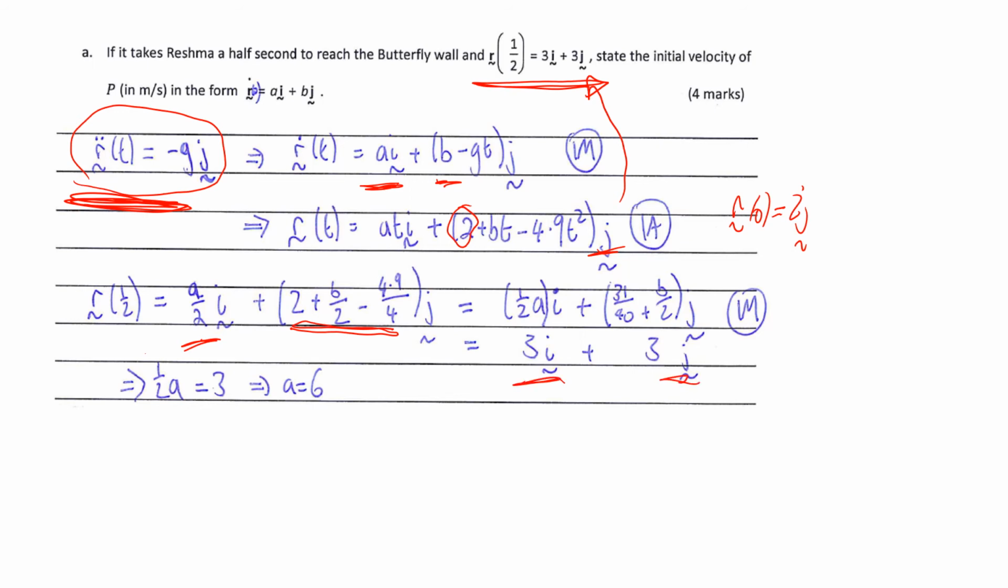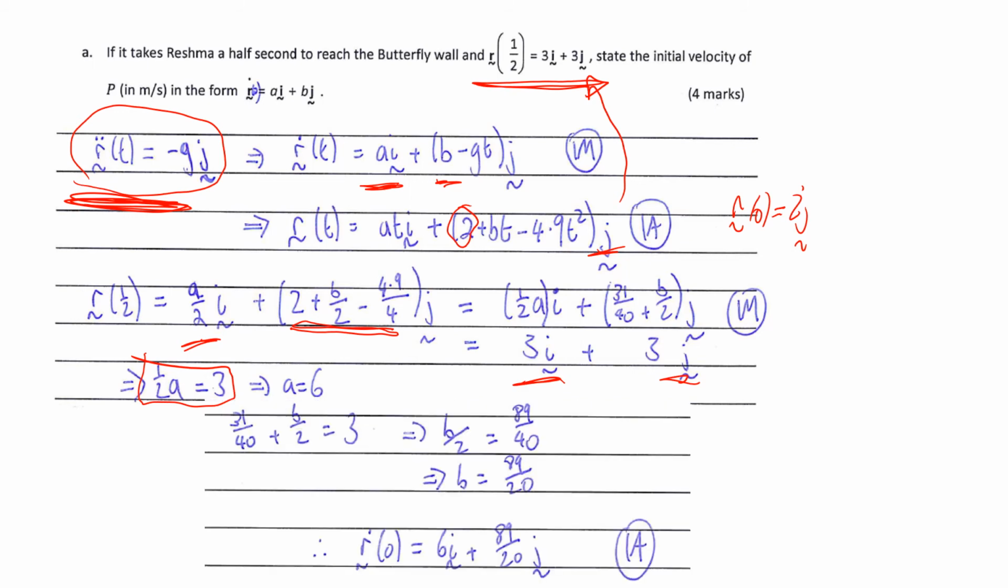parts, and we're left with these simple equations. So equating the i components, we can quickly determine that a is equal to 6. Equating the j components, 2 minus 4.9 over 4 plus b on 2 equals 3, leads us to b equals 89 on 20, or 4.45, and we can express our initial velocity in terms of its i and j components quite neatly.